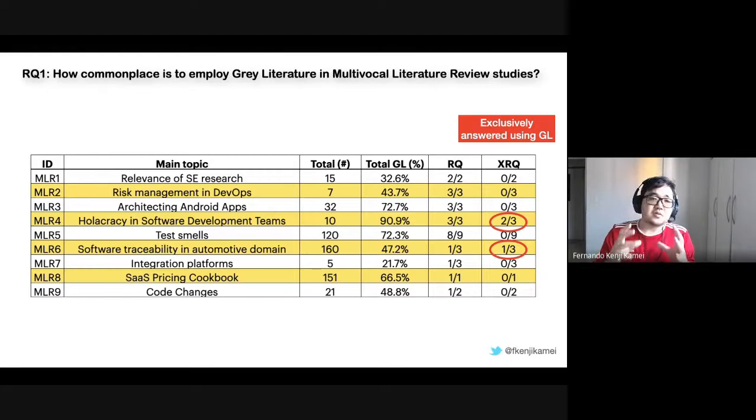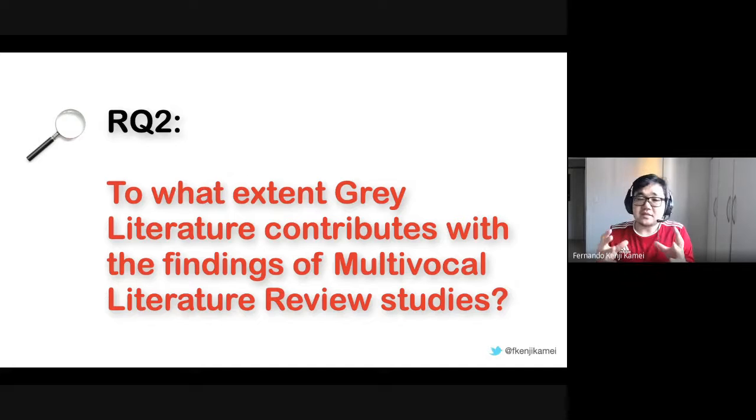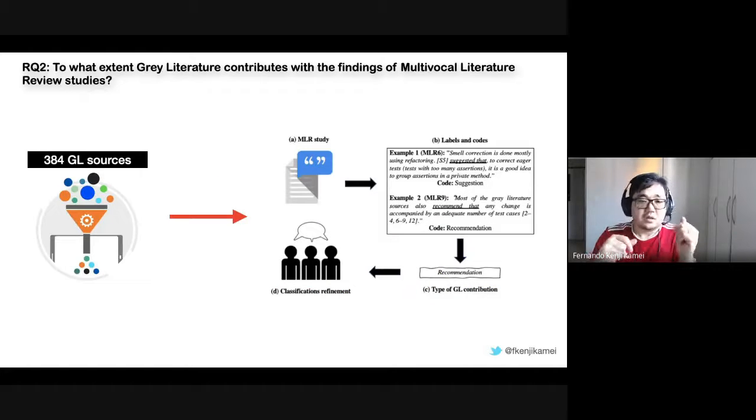In our second research question, we investigated how gray literature contributed to multivocal studies. We identified in total 384 gray literature sources. We classified each source to identify each contribution using open coding based on the thematic analysis technique. In this process, we involved 3 researchers.